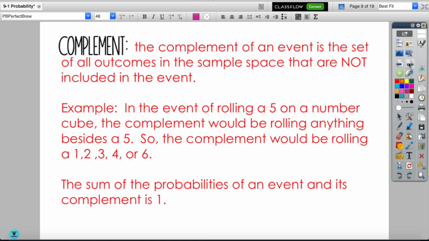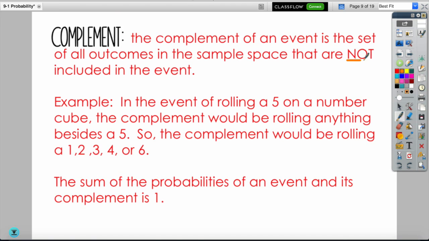Now, the complement. The complement of an event is the set of all outcomes in a sample space that are not included in the event. That's what complement means. Everything that is not included in an event. An example of that would be, okay, in the event of rolling a 5 on a number cube, the complement would be rolling anything besides a 5, anything that's not a 5. So the complement will be rolling either a 1, a 2, a 3, a 4, or a 6.